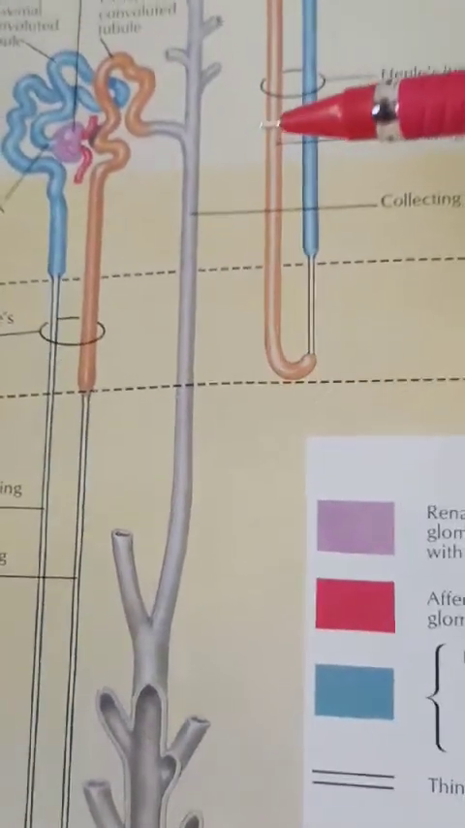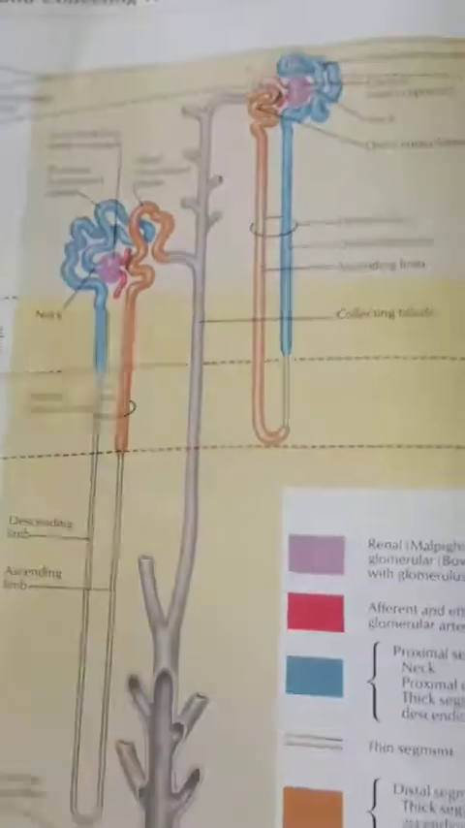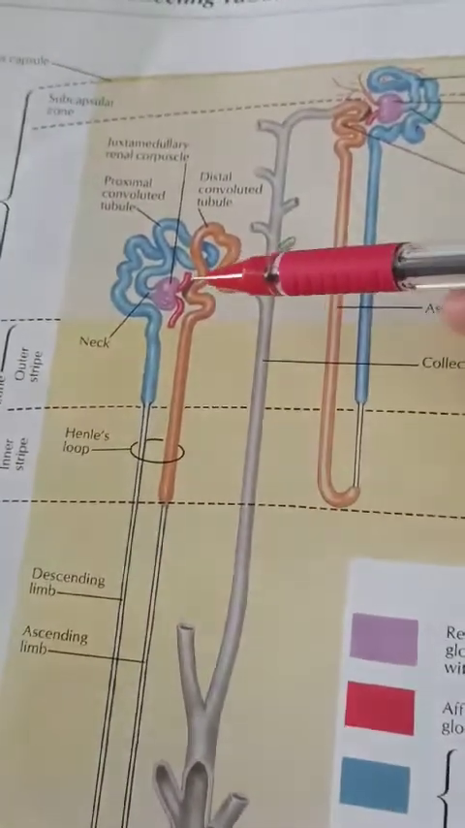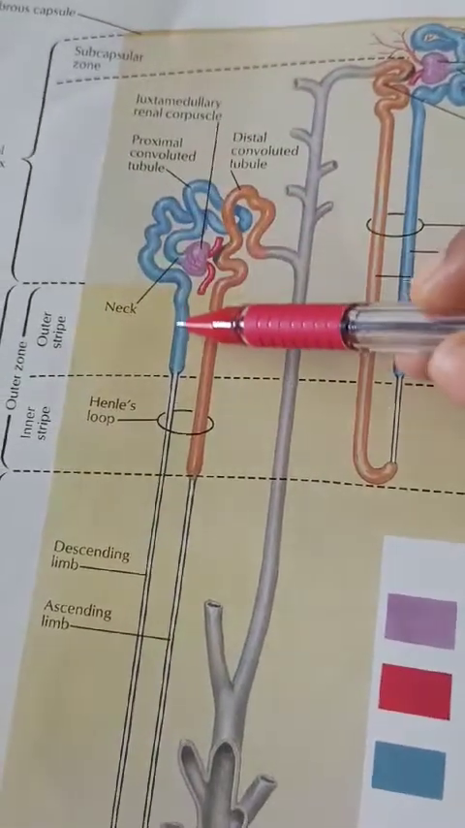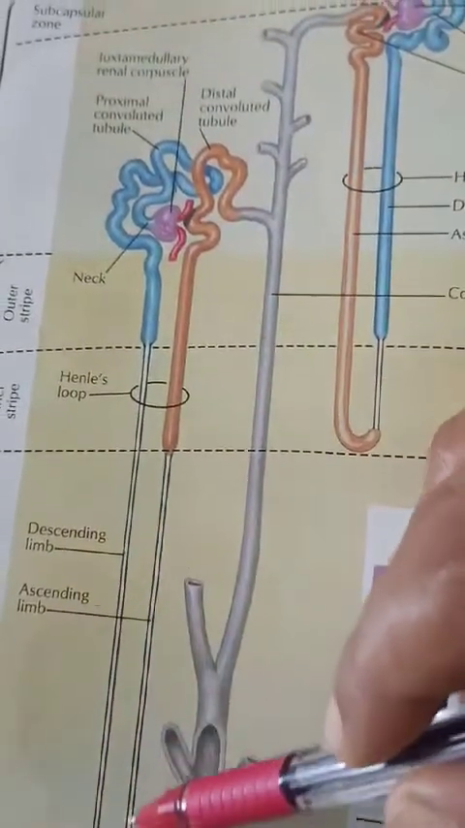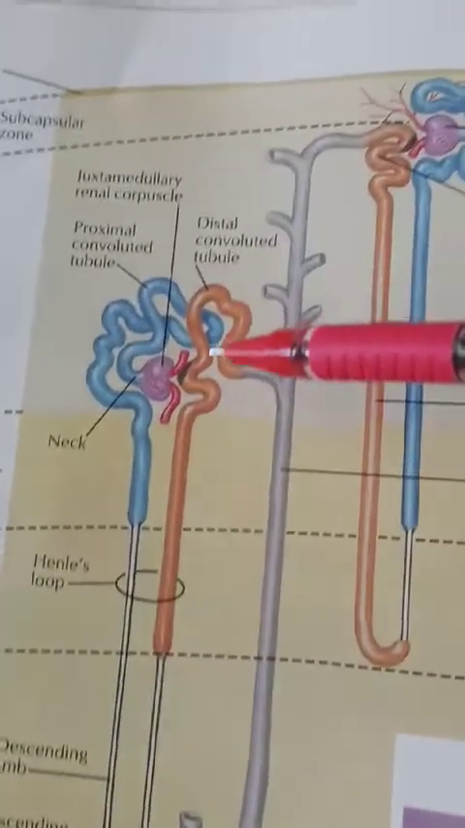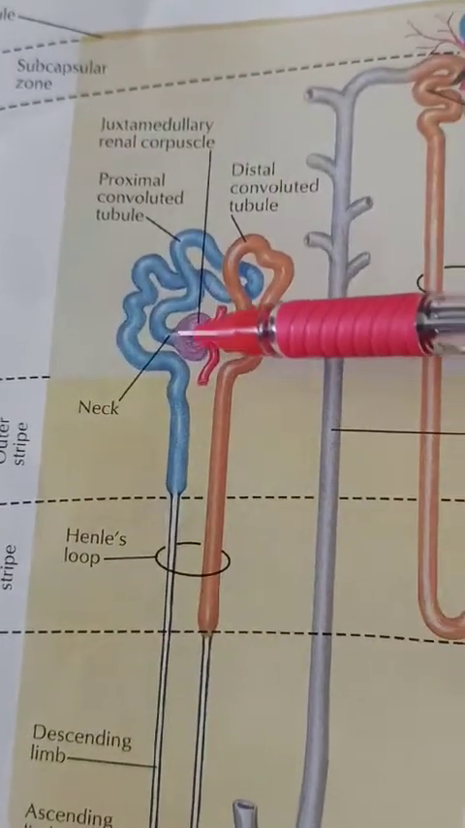So this is the structure of a nephron. We've already studied the small classes and all. This is a nephron. Nephrons are considered the functional and structural unit of a kidney. Each nephron has a Bowman's capsule.